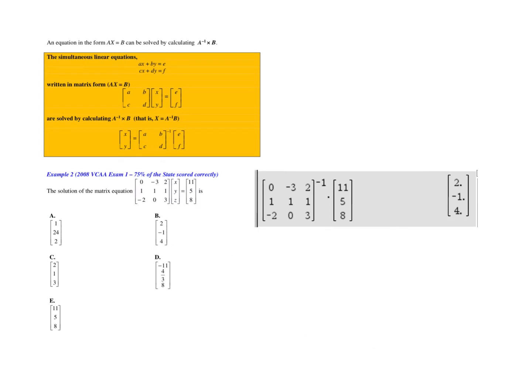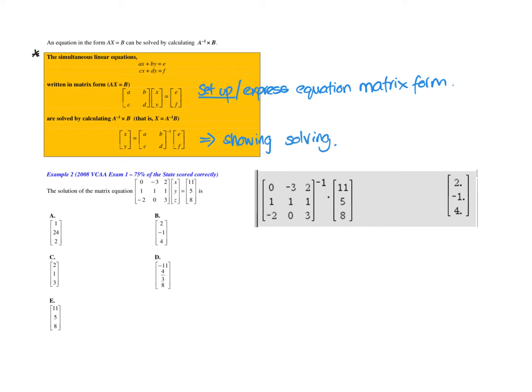Okay, so here is just summarizing it for us. This is the set up. So if they ask you to express the equations in matrix form, that's what you have to do. And then if they ask you to show what you did for solving, this is showing the solving. So you'd be showing that part of it. Often they get you to set it up first.